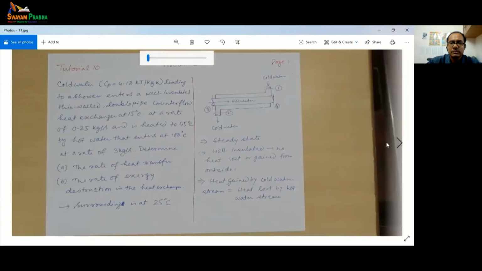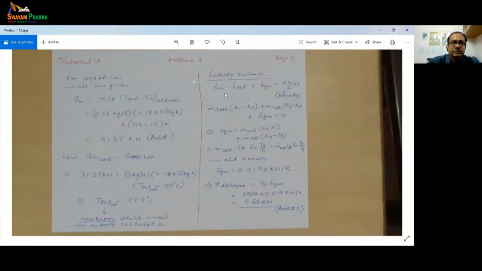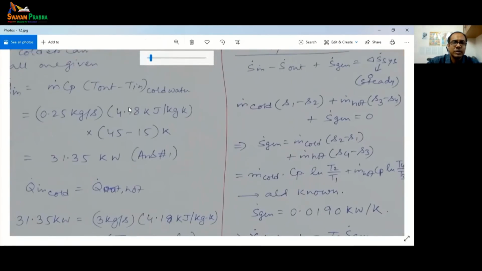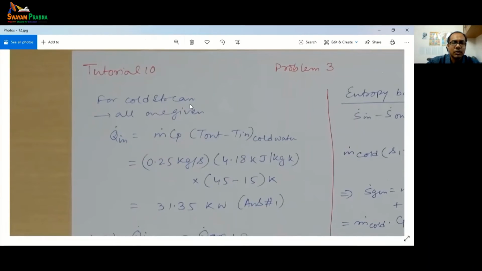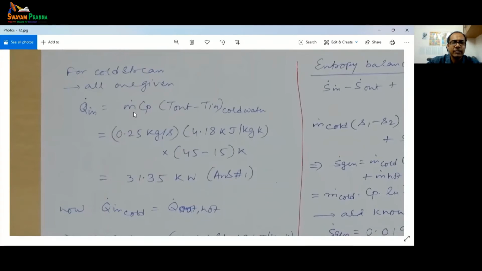Okay, so now let's zoom in a little bit. For the cold water system, what we can write is that the Q dot in, going into the stream, is mass flow rate m times Cp, the specific heat, times delta T, the difference in temperature. So whatever temperature it has at the outlet minus whatever temperature it has at the inlet, and all these values are for the cold water stream.